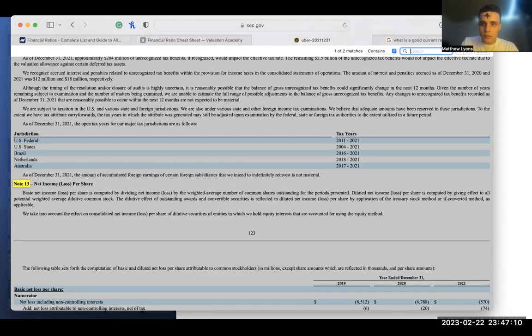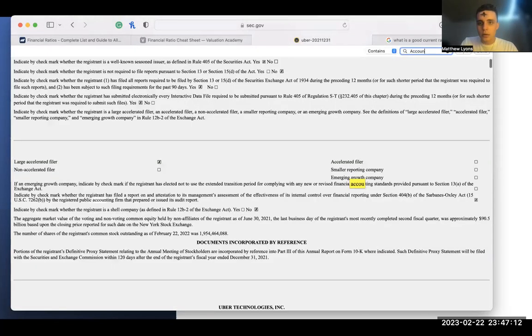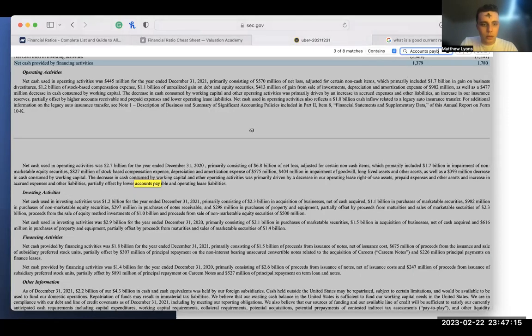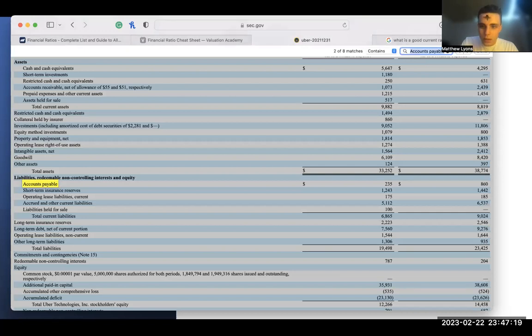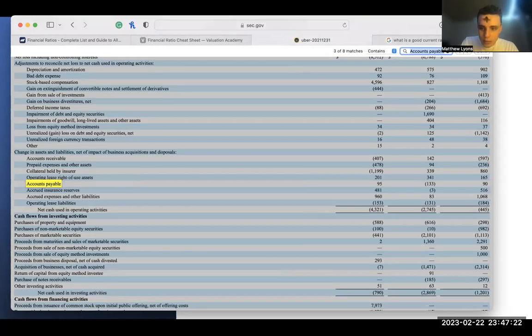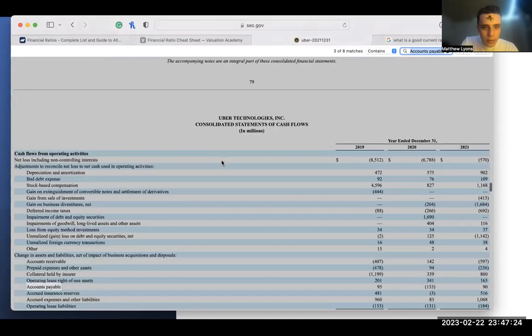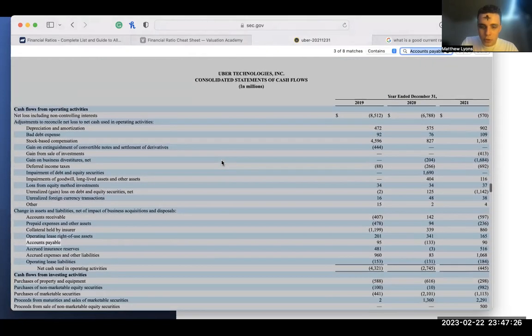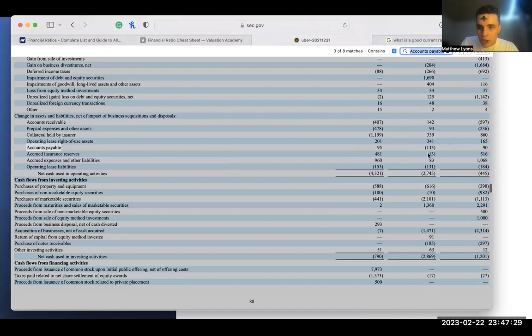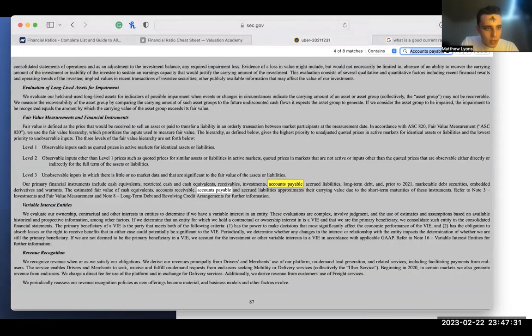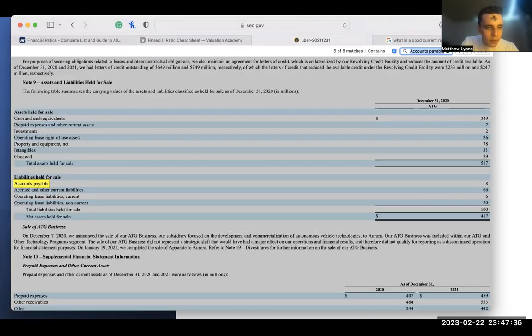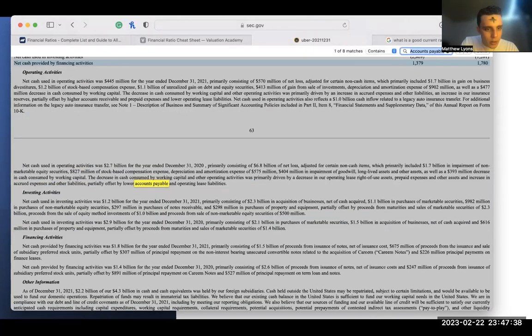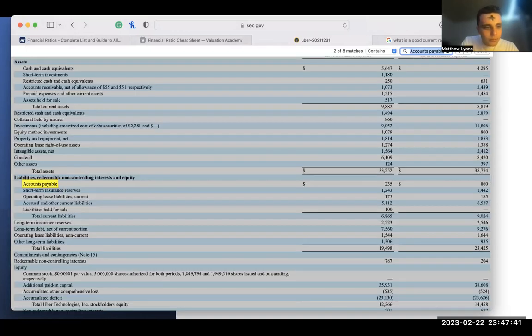Note 13, you know what, I'll just do accounts payable. Nope, spelled it wrong. Cool, 8 matches. All right, there's our AP that we were looking at. Another line here we can look at. What is this? Cash flows, and it even shows us 2019. We can look at the change in accounts payable. That's nice. This looks at fair value measurements. That's great. Liabilities held for sale, accounts payable. Nope, they don't have a note straight up on it. Okay, we'll try liabilities.